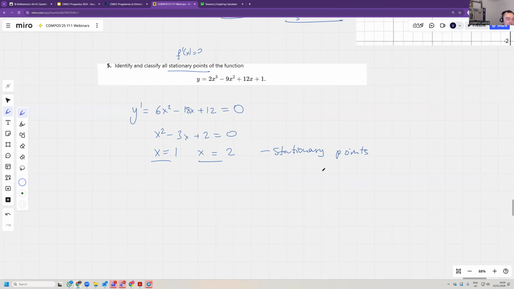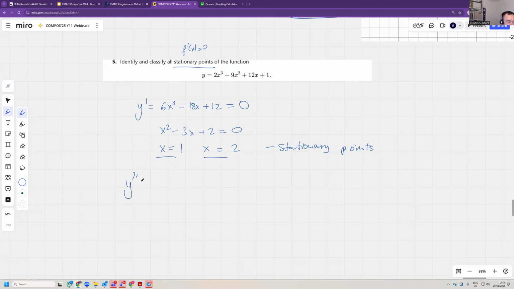Now, we can find the second derivative. If you differentiate that, it's 12x minus 18. So the second derivative at point 1, when x is 1, is 12 minus 18, so that's -6. That's less than 0, and that means that x equals 1 is a maximum.